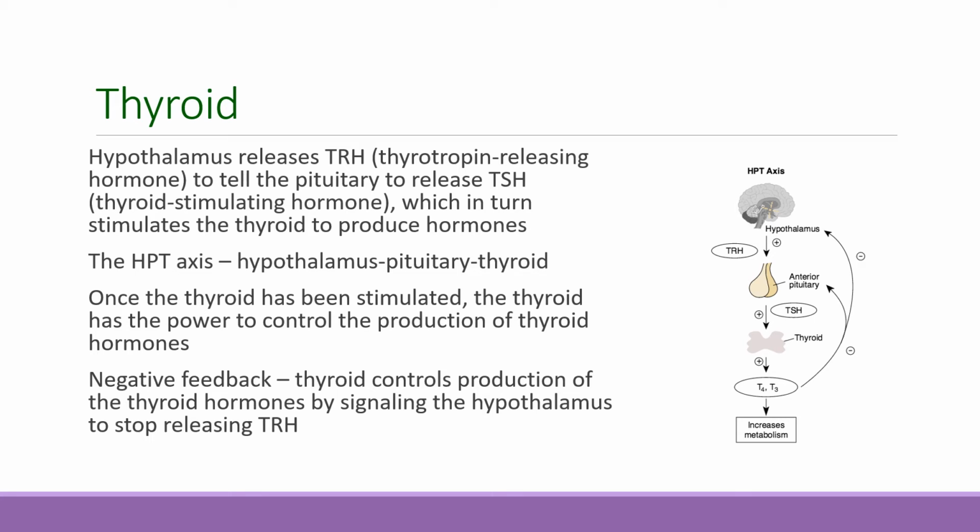The thyroid controls the production of the thyroid hormones by signaling the hypothalamus to stop releasing TRH. So you can see it in the diagram here. First the hypothalamus tells the pituitary to tell the thyroid to start making the hormones, and then the thyroid tells the hypothalamus to tell the pituitary to stop making it. This is true for the HPA axis, which we'll talk about with the adrenals, and the HPG axis, which is hypothalamus, pituitary, and gonads, when we talk about reproductive hormones.